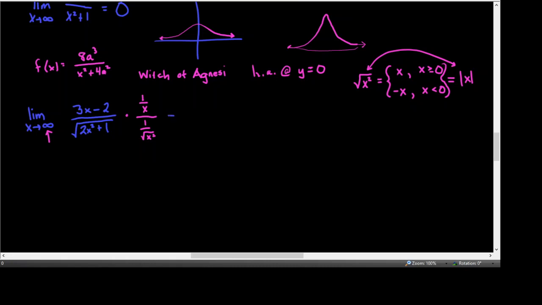Okay, so distributing, we get 1 over x times 3 over x is 3 minus 2 over x, okay, in the denominator. When I multiply that, I'm going to get the square root of 2 plus 1 over x squared. All that's under the radical.